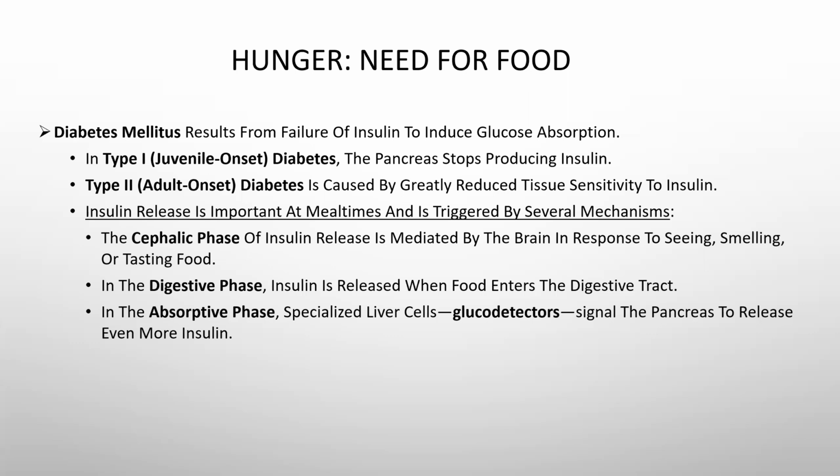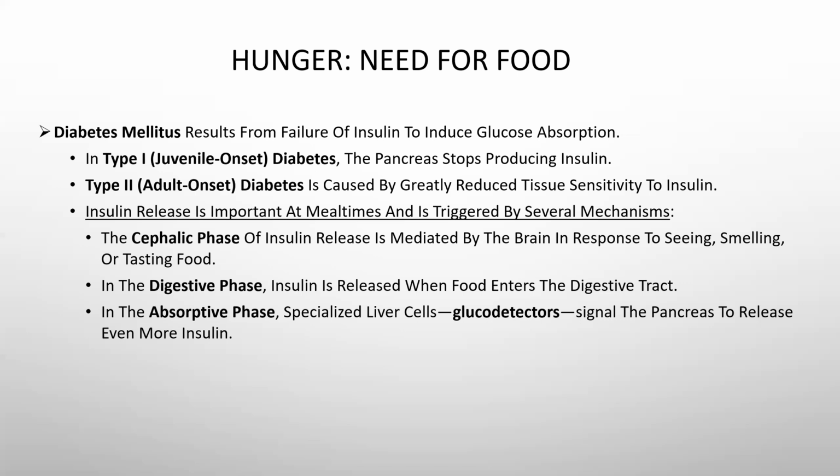So there's a lot of study going on right now about diabetes. You probably see a lot of commercials on TV about diabetes and different medications. So what exactly is it? Well, in type 1, which is juvenile onset diabetes, the pancreas simply stops producing insulin. So the process that we just talked about is not working. In type 2 diabetes, this is caused by greatly reduced tissue sensitivity to insulin. So the pancreas can be producing insulin, but the process is just not efficient in the system.